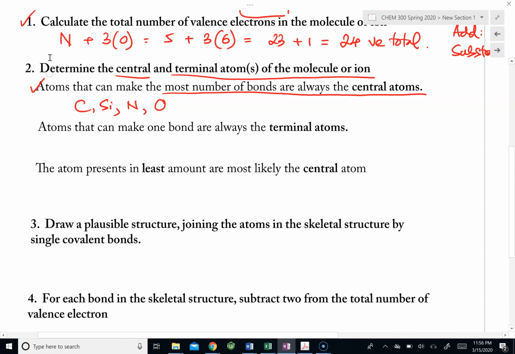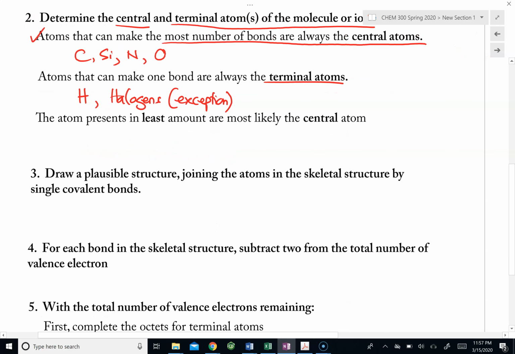Okay, and now the next one. Atoms that can make one bond are always the terminal atoms. An example of an element that makes one bond is hydrogen, which always makes one bond. We also see the group 17 elements, the halogens. They tend to make one bond as well, but there are exceptions to them, which we will go over in a little bit.